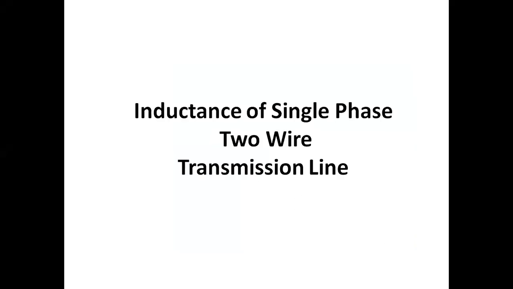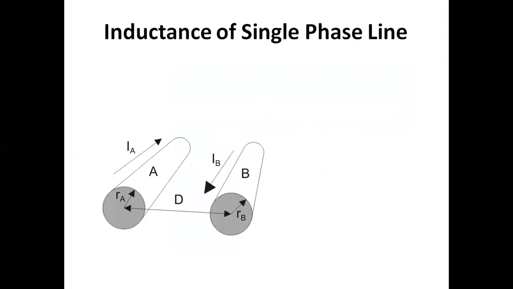In previous lectures, we have discussed the derivation of internal inductance and external inductance of a solid conductor. Now, we are going to discuss the inductance for a single phase two-wire system. In a single phase two-wire system, we have two conductors. One conductor is called the go-conductor and the second one is called the return conductor.